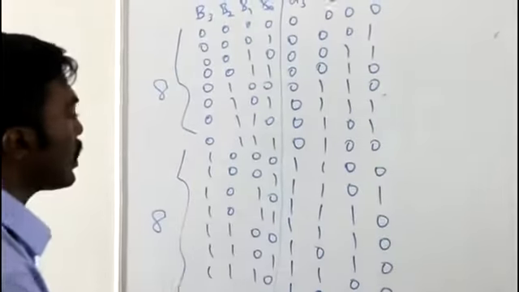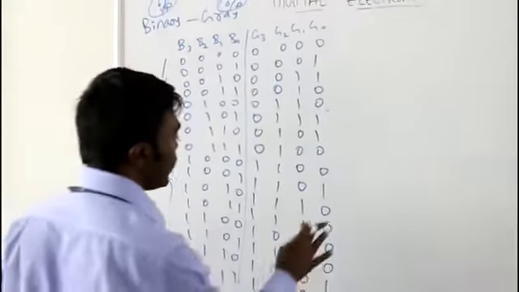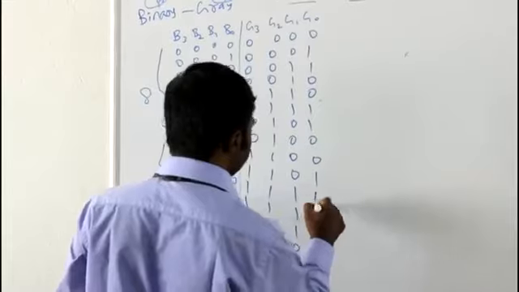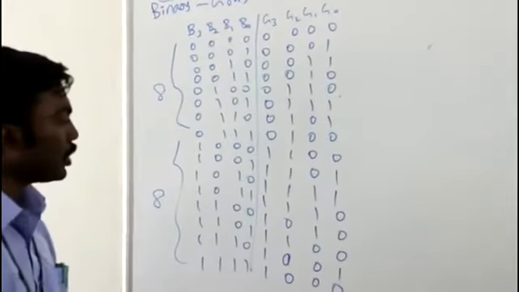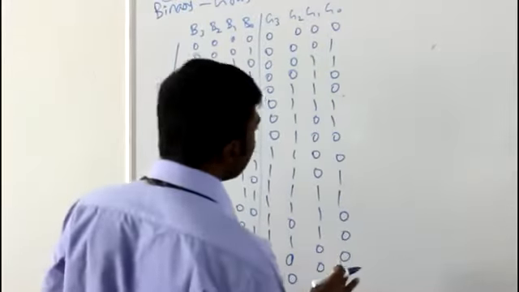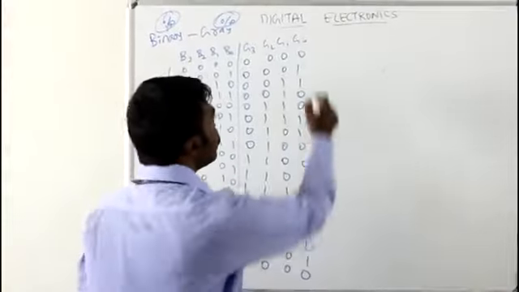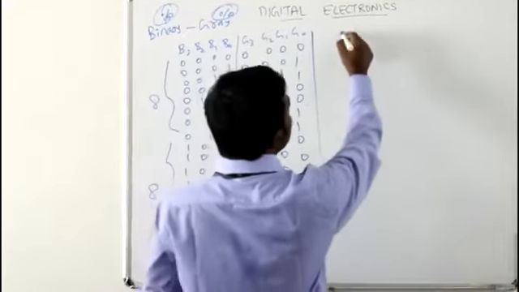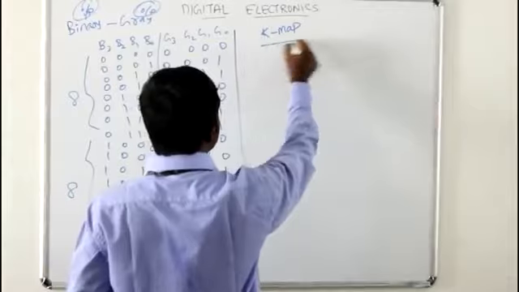So here we have described 8 values. All the 8 values have been described here. These are the values we are going to design now. With these 16 values, we are going to design the K-map. Let's see the K-map conversions.